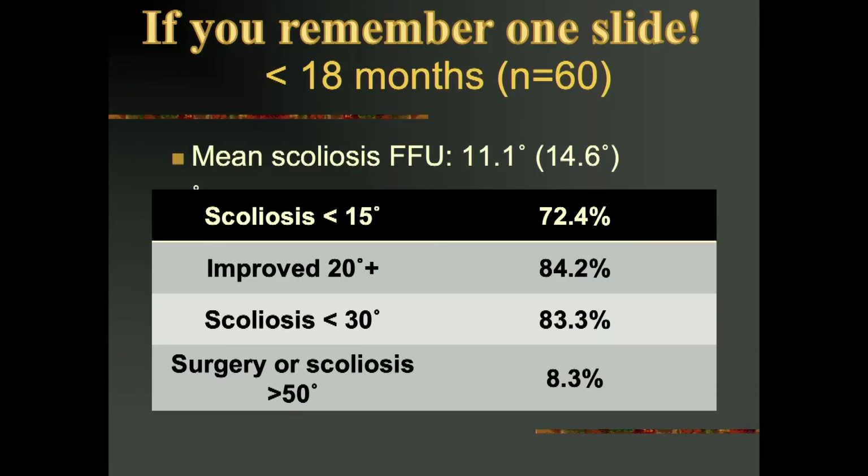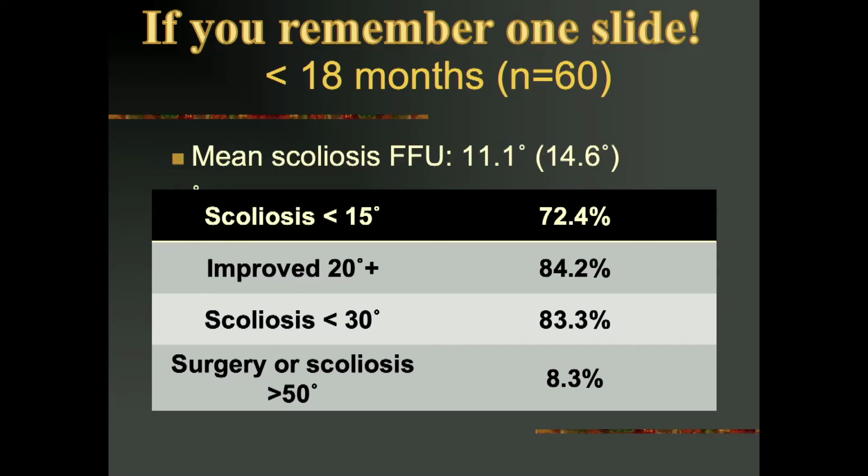If you remember one slide, this is the one that I'm hoping you'll remember. Of the 60 kids who started casting at younger than 18 months of age, 72% of them at final follow-up had a curvature of less than 15 degrees. It's really, really good, 70%. This is the only study that really approaches Ms. Mehta's results, and I think the key is really starting the casting very, very young.